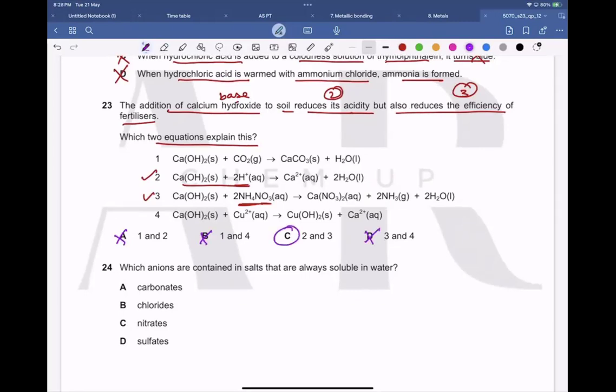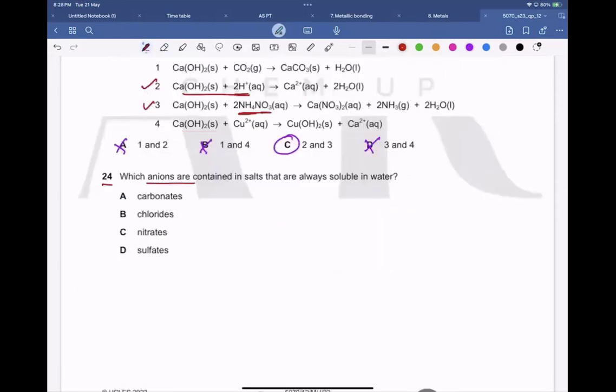Okay. Now question number 24. Which anions are contained in salts that are always soluble in water? So it's simple. All nitrates, right? Nitrate is a negative ion. They are asking about the negative ion, right? Anions, negative ions. So nitrate is the only negative ion which has all its salts water soluble.